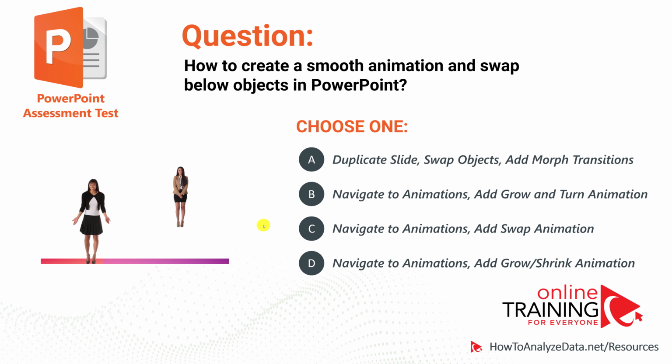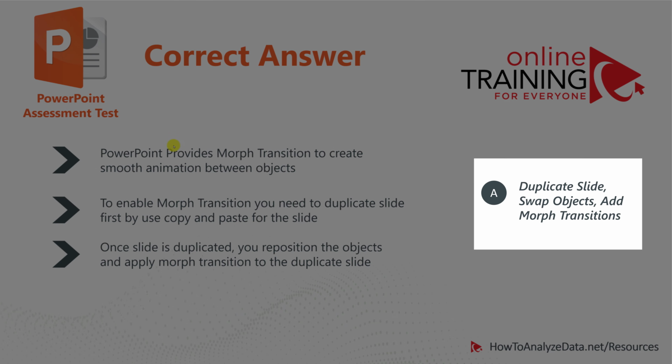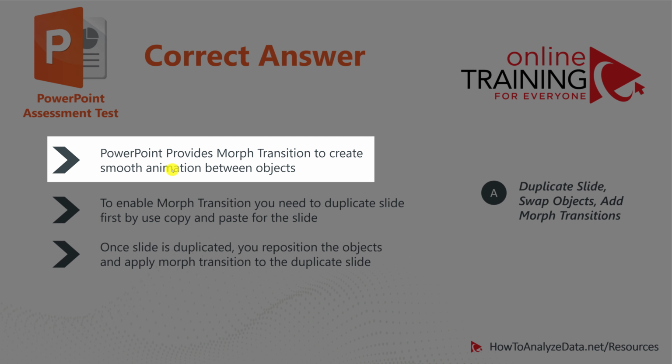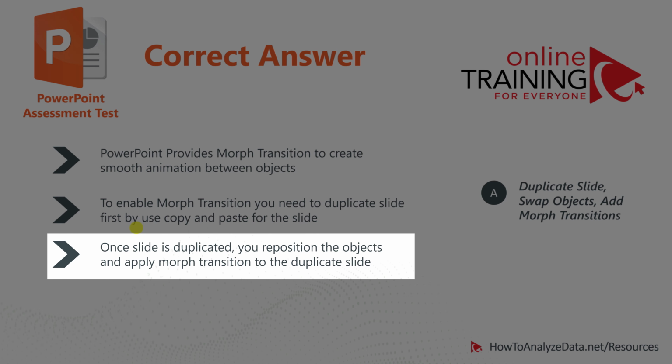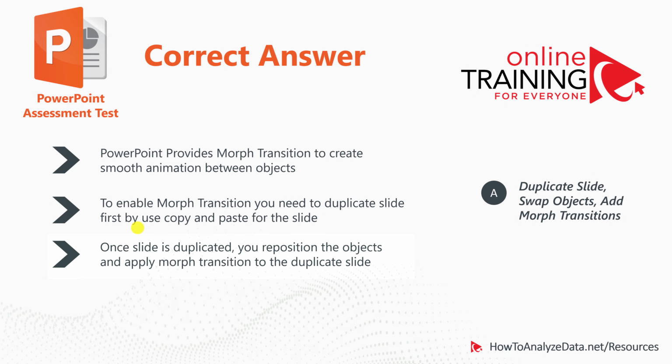So let's recap. The correct choice here is choice A. PowerPoint provides morph transitions to create smooth animations between objects. To enable morph transition, we need to duplicate the slide using copy and paste or duplicate option. Once the slide is duplicated, you need to reposition the objects and apply morph transition in the duplicate slide. Hope you've got this one right. That was a tough question.